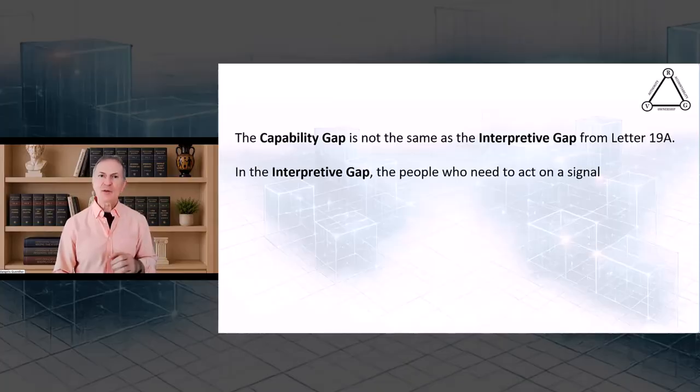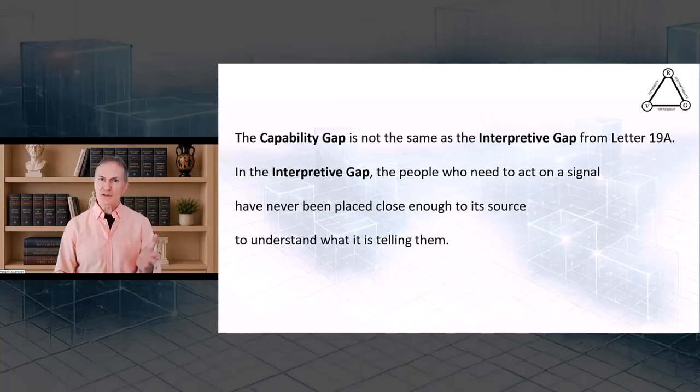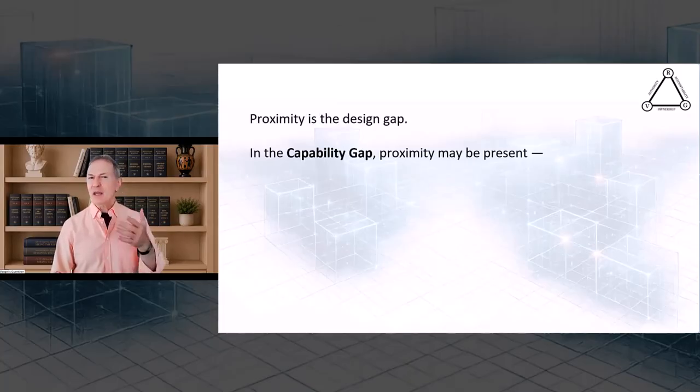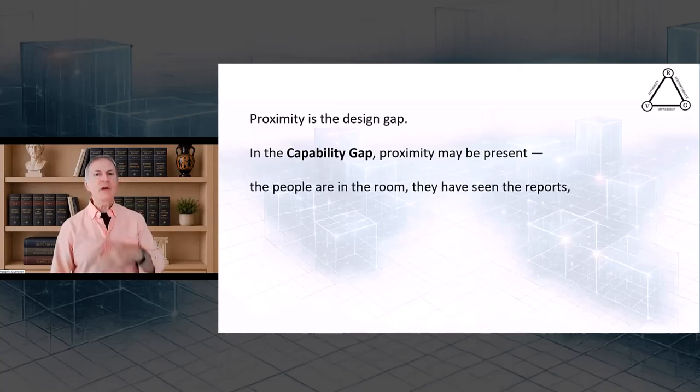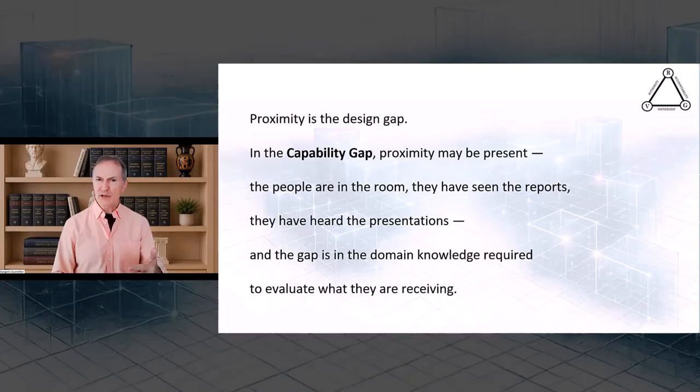In the interpretive gap, the people who need to act on a signal have never been placed close enough to its source to understand what it is telling them. Proximity is the design gap. In the capability gap, proximity may be present. The people are in the room, they have seen the reports, they have heard the presentations, and the gap is in the domain knowledge required to evaluate what they are receiving.